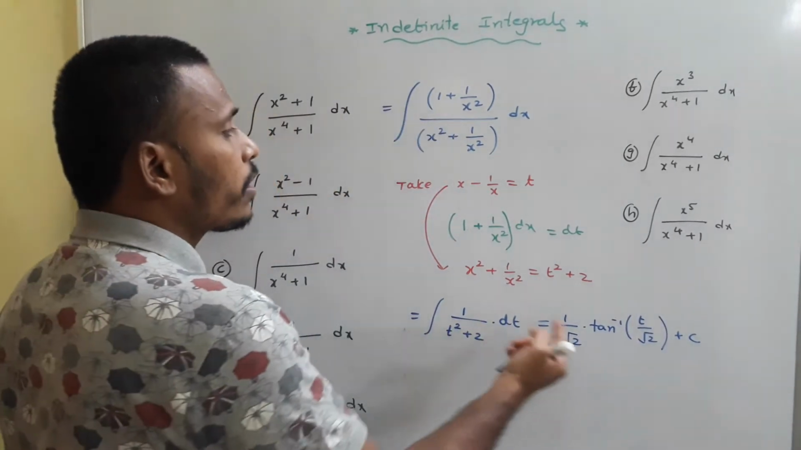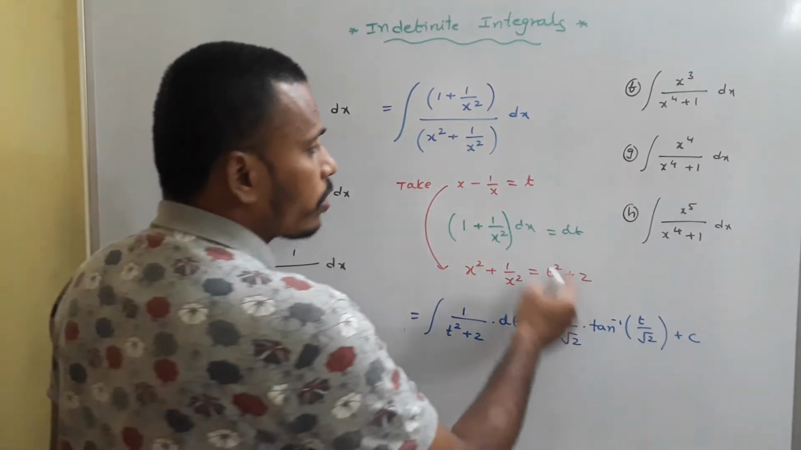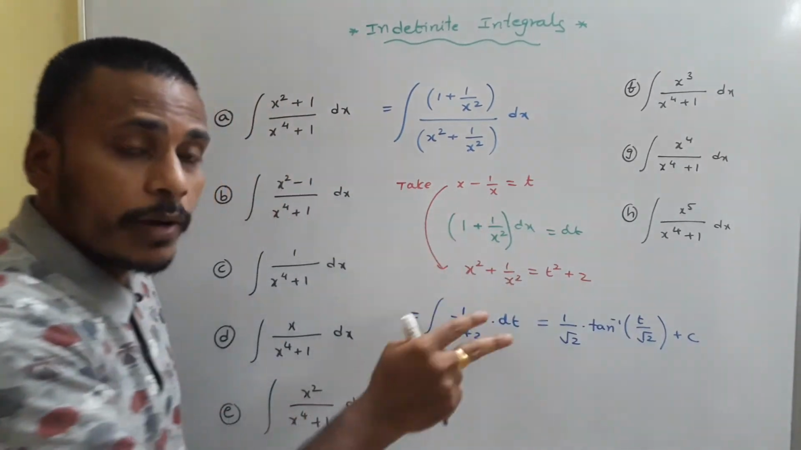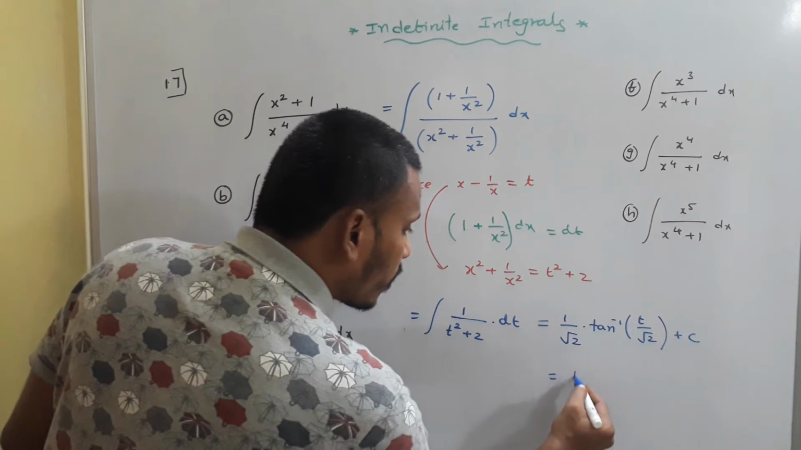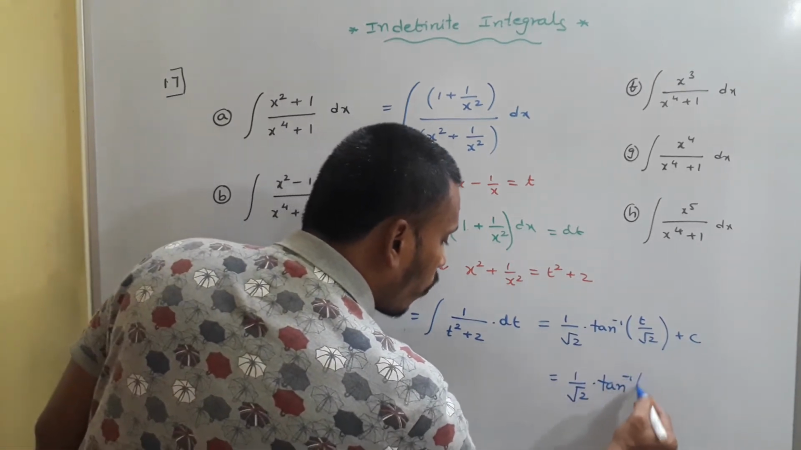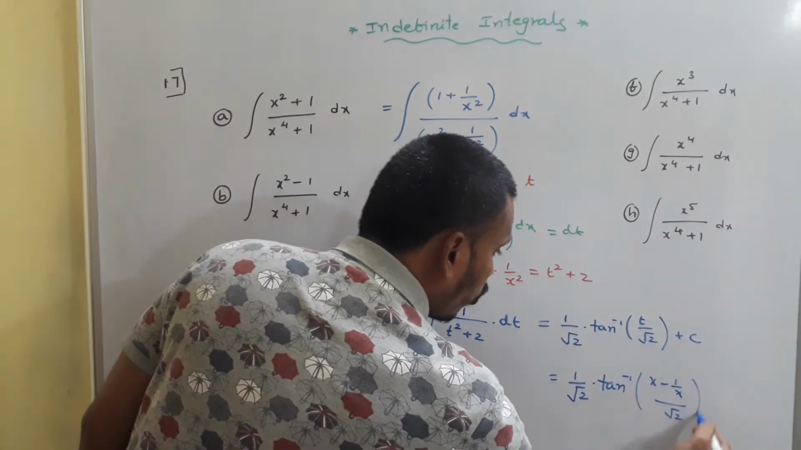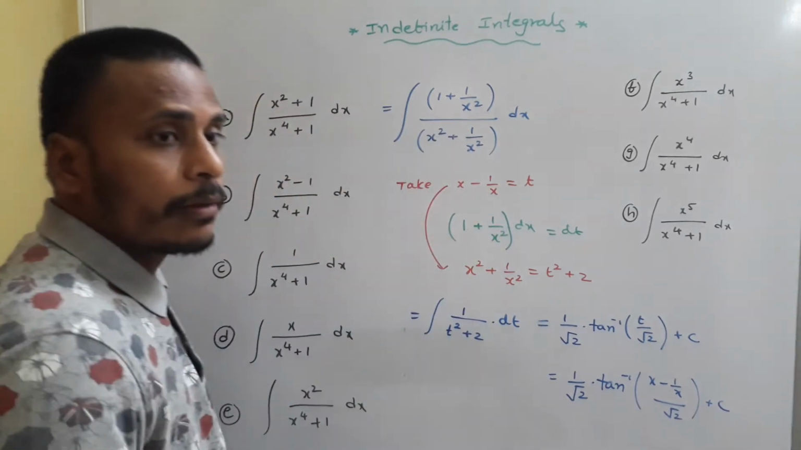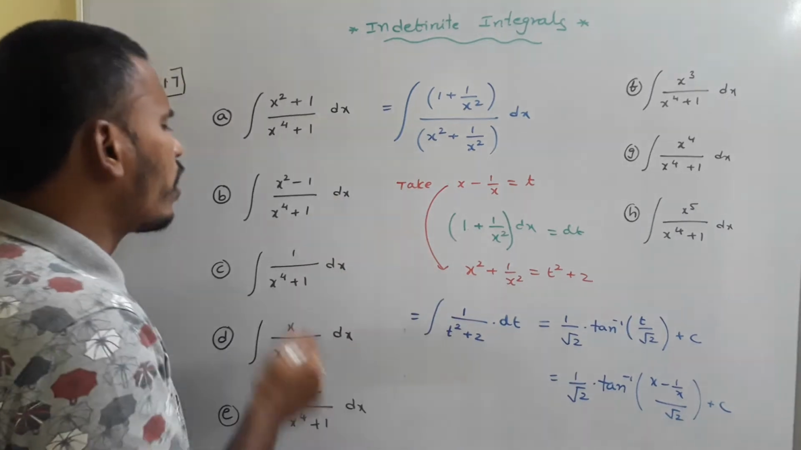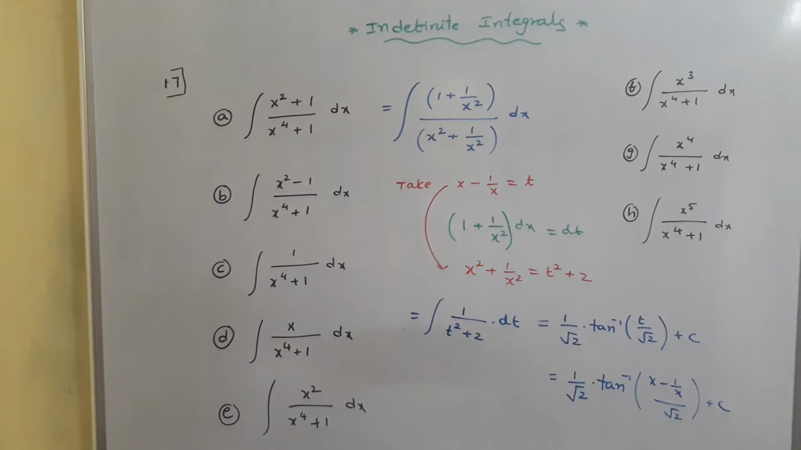But at the end we need to replace t with x minus 1 by x, because the answer should be in terms of x. So you just replace this t again with x minus 1 by x, and then you are left with 1 by root 2 into tan inverse of x minus 1 by x divided by root 2, plus c. Okay, have a look. That's the problem. In the same way, it is now easy to answer part B also. First of all, look at this A.